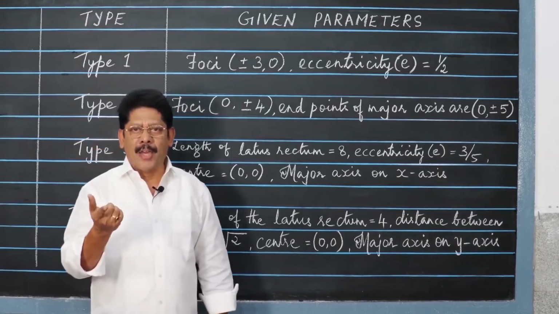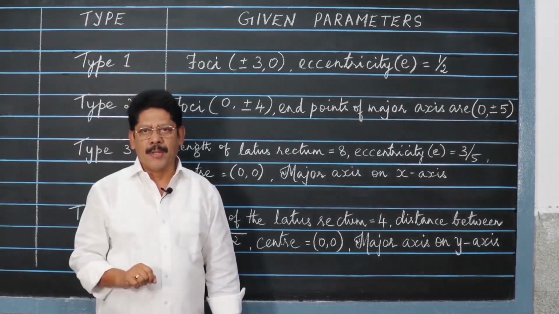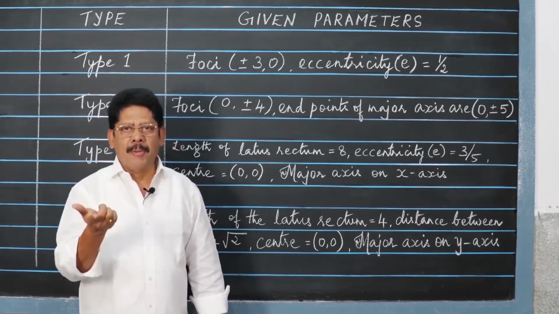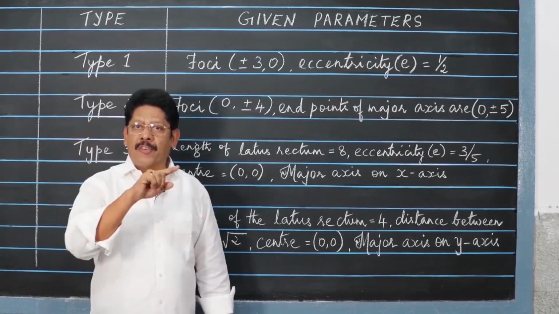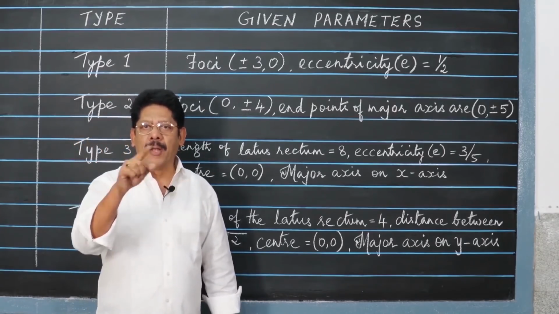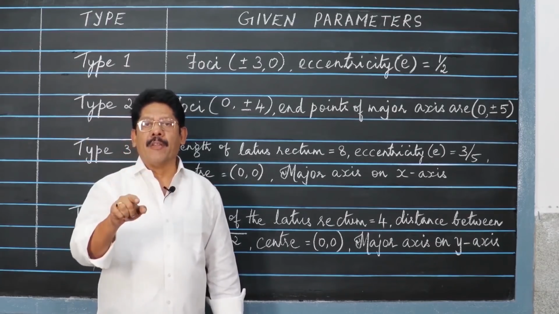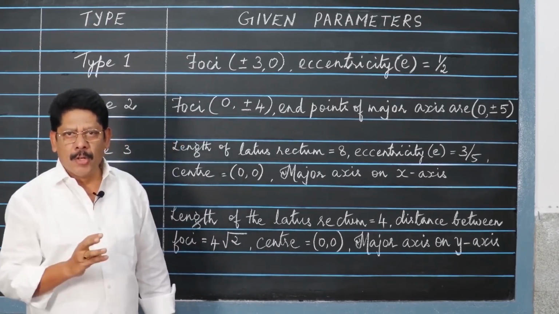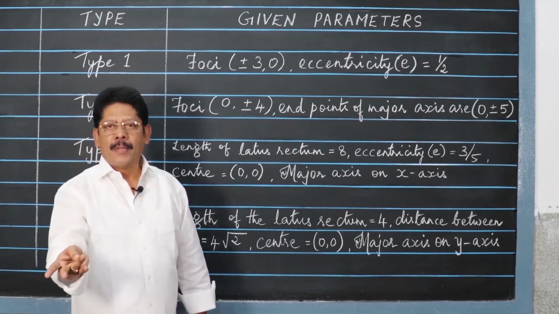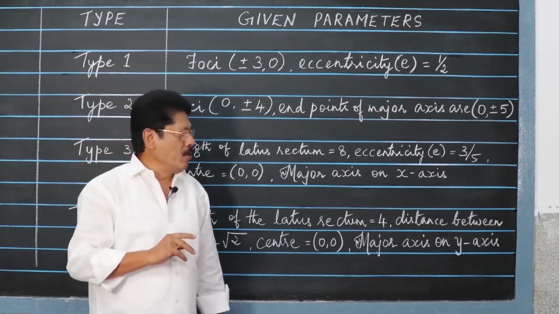Once you have developed the value of a, you can establish a squared. After establishing a squared, you can go for the first equation. b squared is equal to 4a, and you can find the value of b squared. b squared is known to you. a squared is known to you.